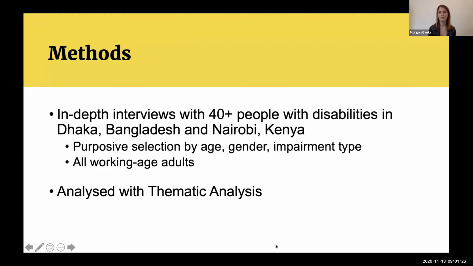As I'm presenting the findings, just a note on generalizability: it's primarily an urban population of working age adults, and selection was primarily through DPOs and NGOs with some snowball sampling. So there is some limitation there in that these are probably people that are a bit better connected and probably have better access to goods and services. And we analyzed the qualitative interview transcripts using thematic analysis.